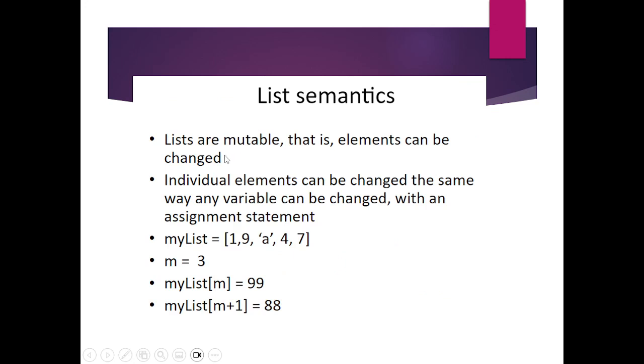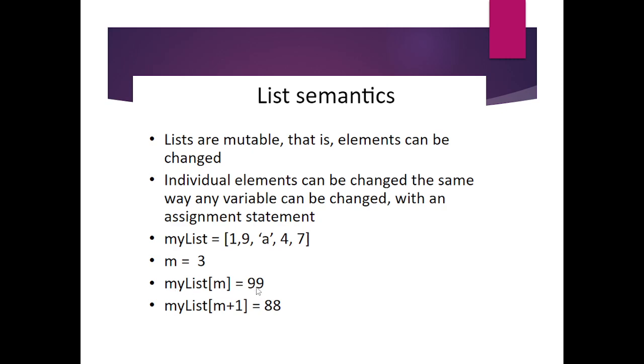So list semantics. Lists are mutable, that is, elements can be changed. Unlike tuples, lists are mutable, which means they can be changed or have an updated index. Individual elements can be changed the same way any variable can be changed with an assignment statement. For example, we have my list 1, 9, 'A', 4, and 7. Then we declare m equal to 3, then my list[m] equals 99.